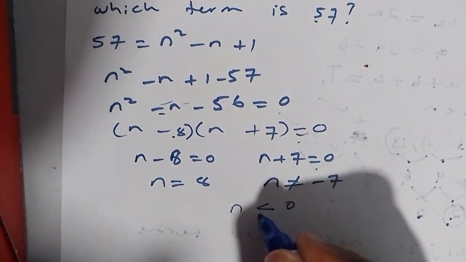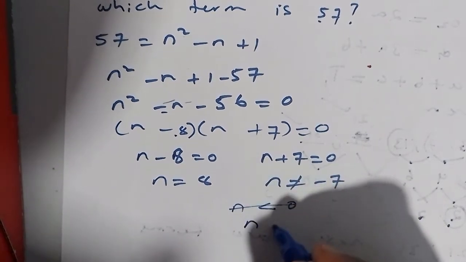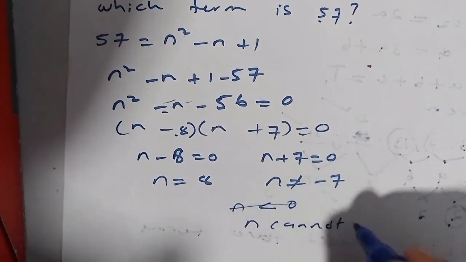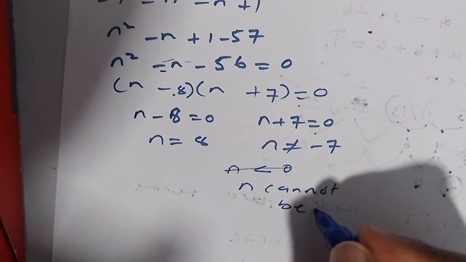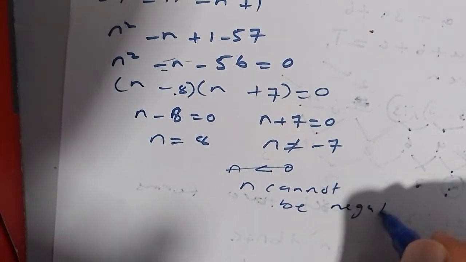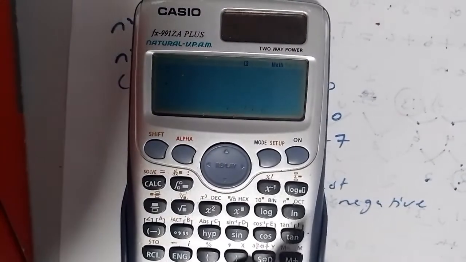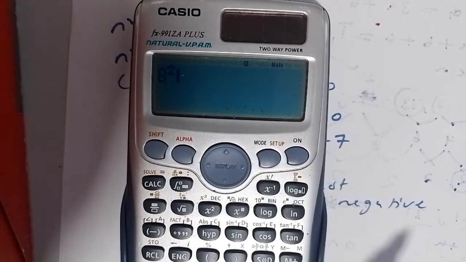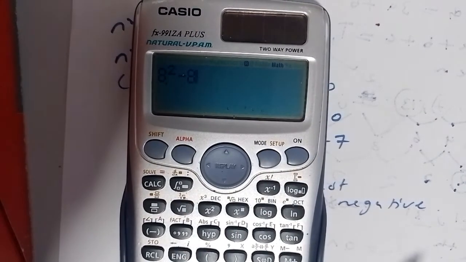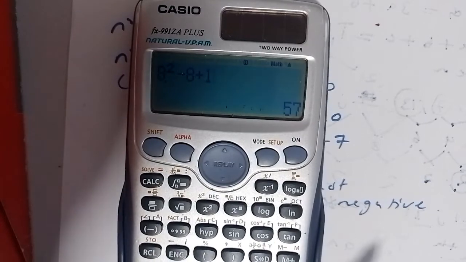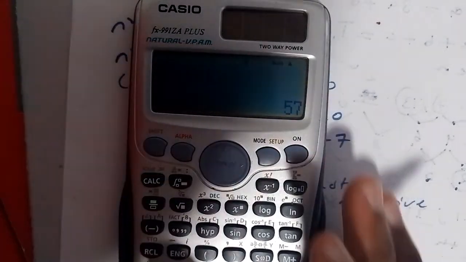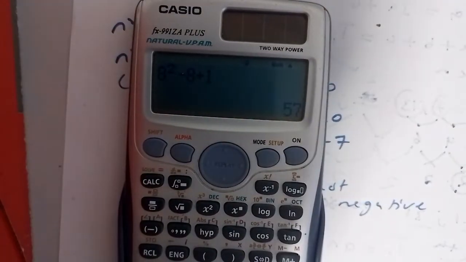N cannot be less than 0. Okay, n cannot be negative, right? N cannot be negative. Let's just prove if our answer is correct. Let's just take 8 squared minus 8 plus 1, 57. I believe we are done with this.